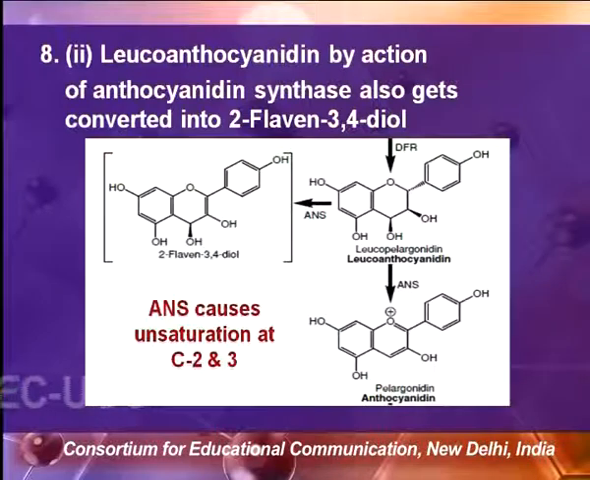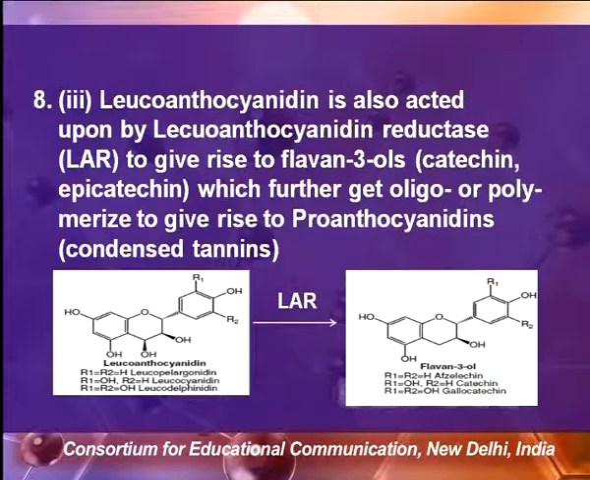Now leucoanthocyanidin, by the action of anthocyanidin synthase, also gets converted into 2-flavene 3,4 diol molecules. So as you can see, anthocyanidin synthase basically introduces the unsaturation between the second and third carbon of the benzopyran nucleus. Now leucoanthocyanidin is also acted upon by the reductase enzyme, which is known as leucoanthocyanidin reductase, to give rise to flavan-3-ol molecules, and these flavan-3-ol molecules undergo oligomerization and polymerization and give rise to proanthocyanidins, which are also known as condensed tannins.